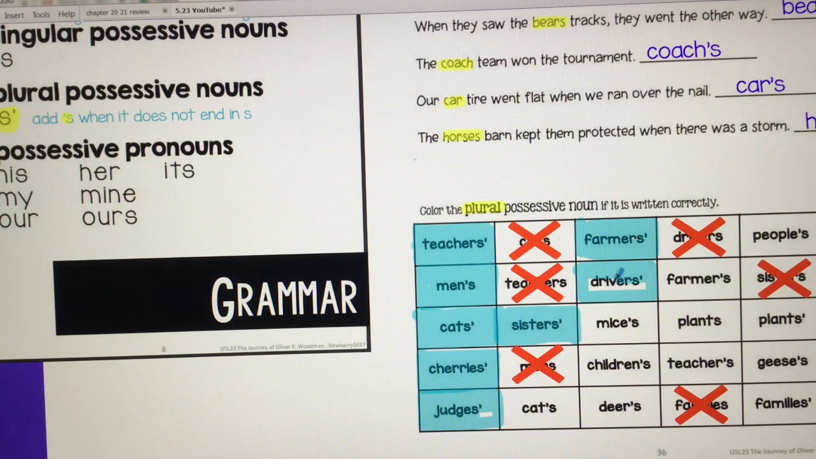So it's more than one, so maybe the bus drivers. Mices. Now think about this. This one's tricky. One is mouse. More than one is mice. So the base word mice is plural. So I do have to have an apostrophe S because mice means more than one. So that is the correct plural possessive.